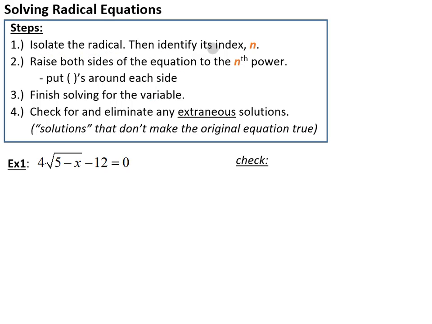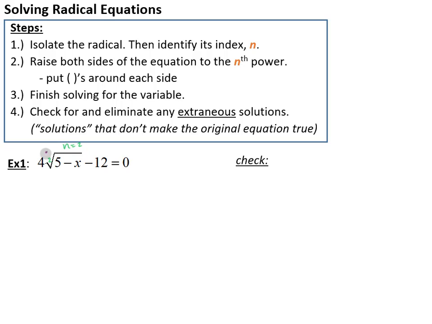We always want to isolate the radical. Next, we're going to identify its index, or what root it is. Is it a square root, a third root, etc.? For this, this would be a square root, which I'll color code green. That is a second root, or square root, for n. So n equals 2. And then we're going to raise both sides of the equation to the nth power. Well, let's go ahead and follow these as we go.